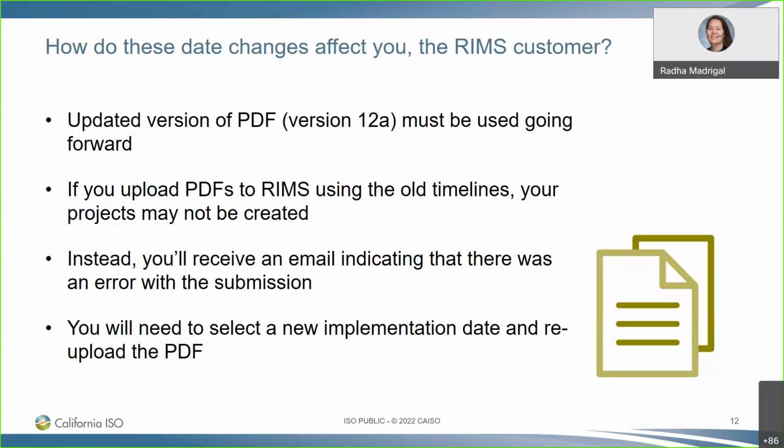So if you're following the same process you had been following for quite some time, you're going to find that things are getting rejected when you were expecting them to be accepted. So you'll get an email that says you had an error with your submission, and you'll need to go ahead and select a new implementation date and re-upload the PDF. So we wanted to get out in front of this for you so that hopefully you could become familiar with the new timing and not have this kind of rework required.